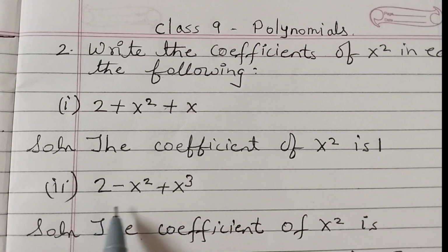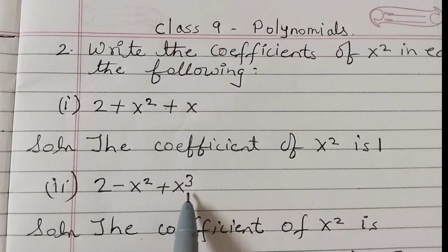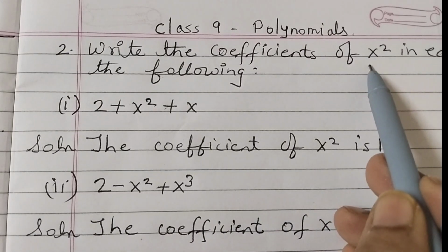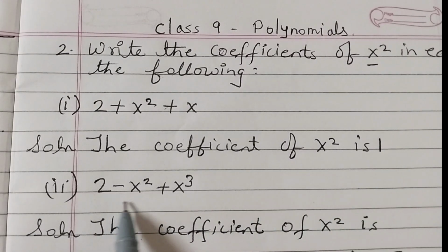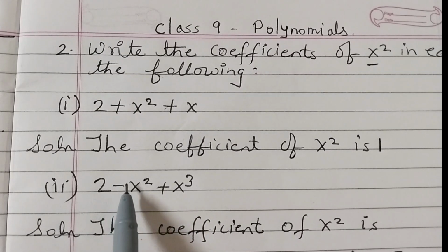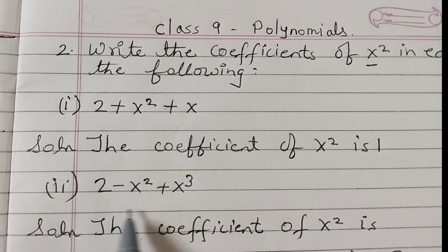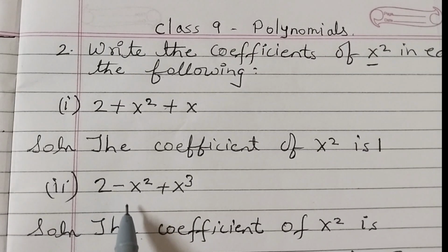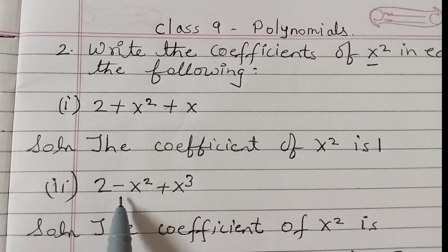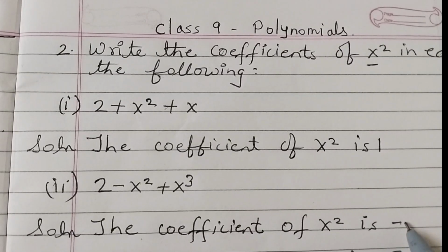Next one, 2 minus x squared plus x cubed. First find out the x squared term because we are interested in x squared. So here we see the x squared term, and before that we got a minus sign and there are no numbers. So if there is no number, that means it's just 1 and there is a minus sign. So the coefficient of x squared is minus 1.